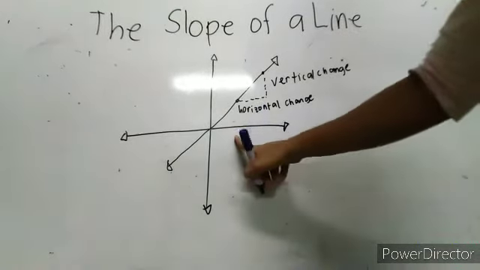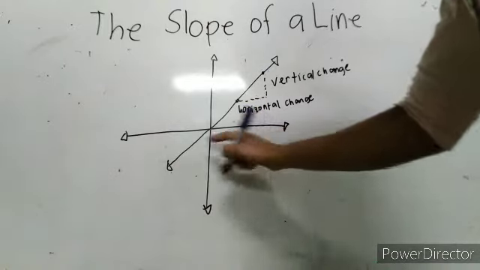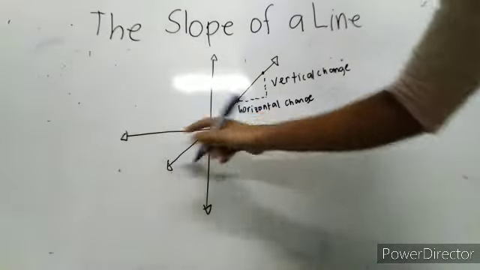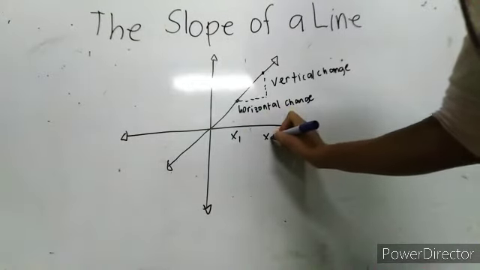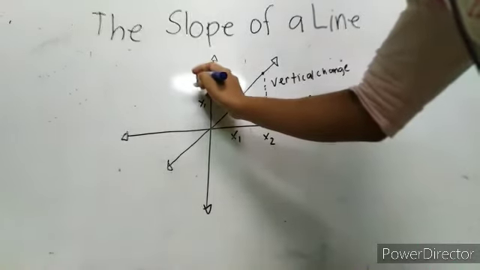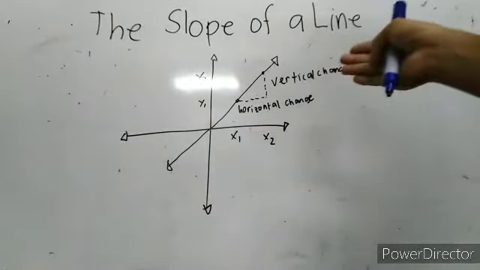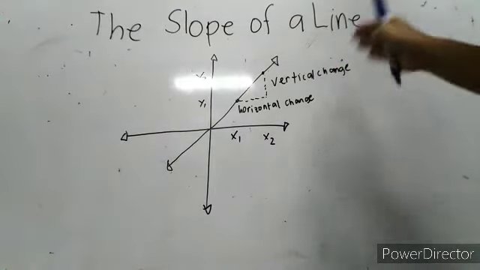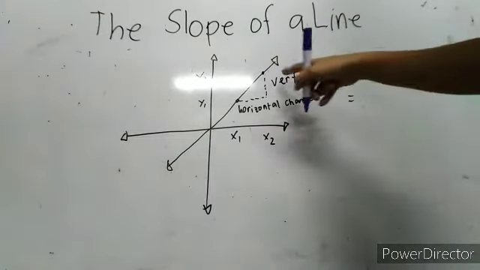So our points here, this is x sub 1. Since this is our x-axis, we label it x sub 1 and x sub 2. Here is the y sub 1 and y sub 2. So our slope is the ratio of vertical change.